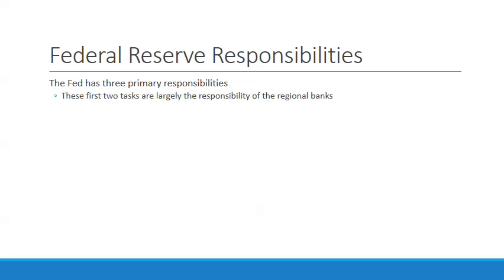So let's look at the Federal Reserve responsibilities. The Fed has 3 primary responsibilities. The first 2 tasks are largely the responsibility of the regional banks. The 12 regional Federal Reserve banks work to regulate the local regional banks, and they monitor each bank's financial condition and facilitate bank transactions by clearing checks.